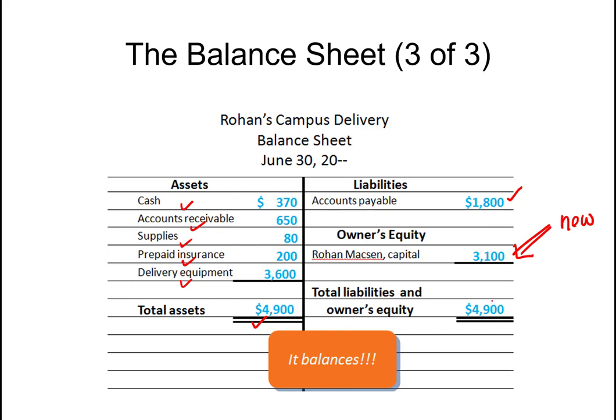Okay, let me just explain this again. From this balance sheet, we know that we have a total asset worth 4,900 consisting of 5 types of assets: cash, accounts receivable, supplies, prepaid insurance, delivery equipment. If you want to know the detailed amounts, this is the amount here for cash, accounts receivable, and so on. When you look at your liability, it is 1,800 and your owner's equity is 3,100. So this is your new owner's equity.